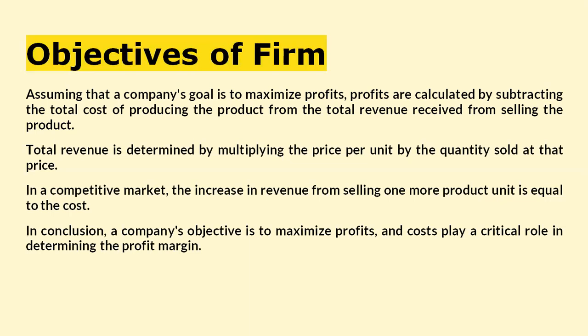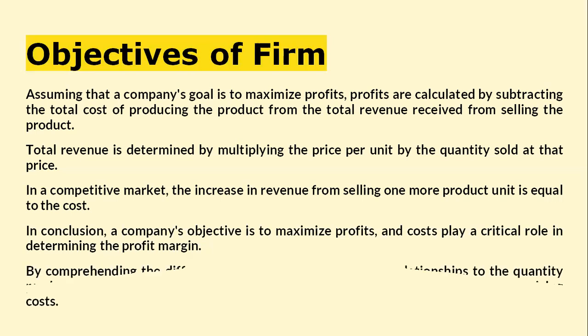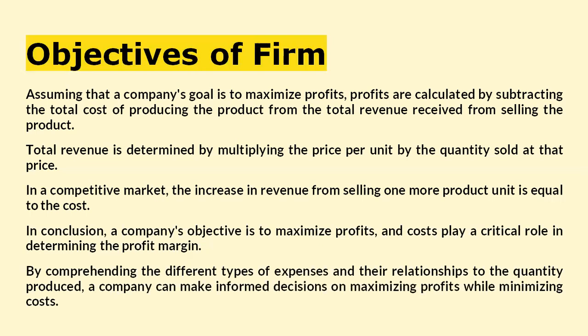In conclusion, a company's objective is to maximize profits, and costs play a critical role in determining the profit margin. By comprehending the different types of expenses and their relationships to the quantity produced, a company can make informed decisions on maximizing profits while minimizing costs.